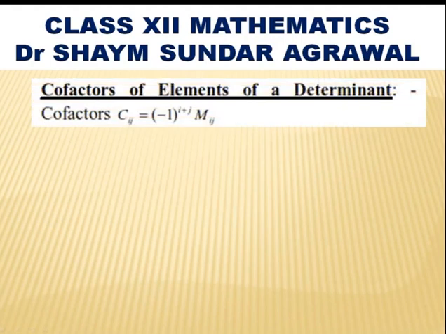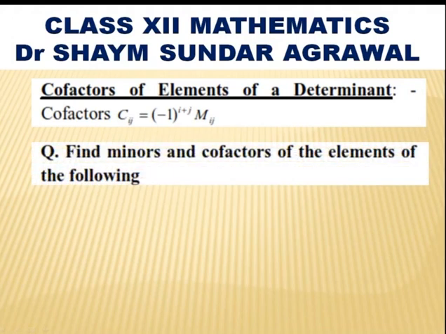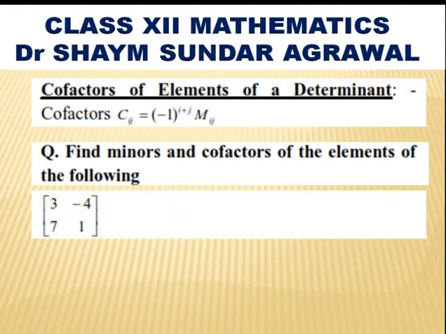And cofactors of elements of the determinant: the cofactor of Aij is denoted as Cij, which equals minus 1 to the power i plus j into Mij, its minor. So let us take an example. Find the minors and cofactors of the elements of the following.